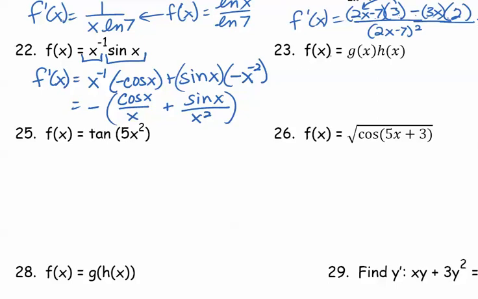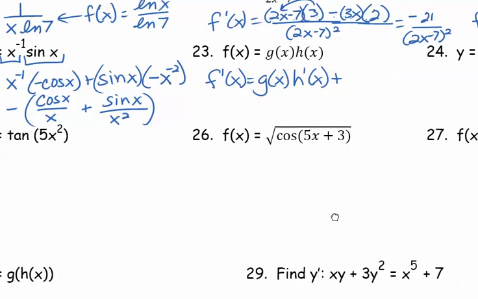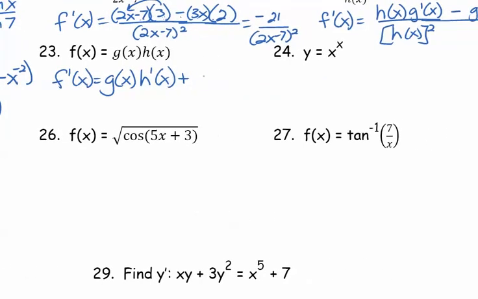In 23, we're asked to write the product rule. So exactly what we did in 22. The first function times the derivative of the second plus the second function times the derivative of the first.